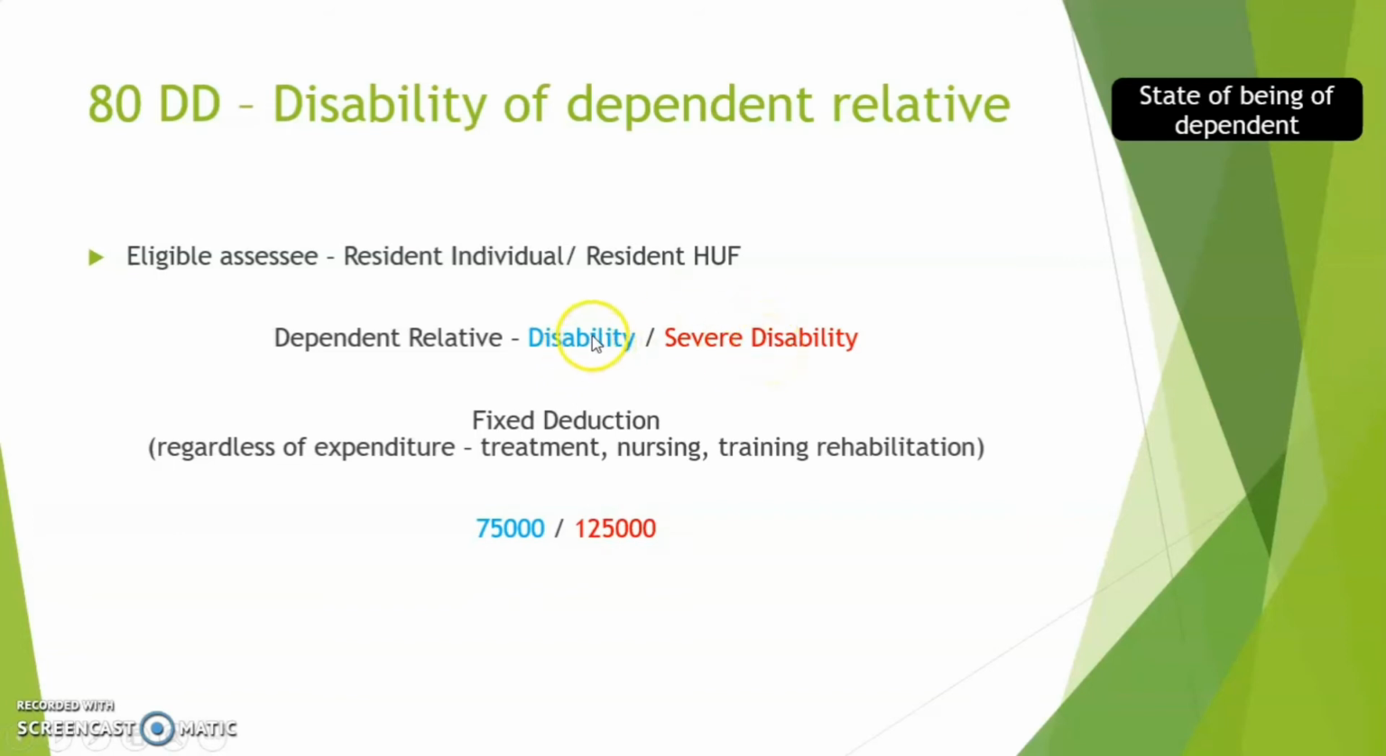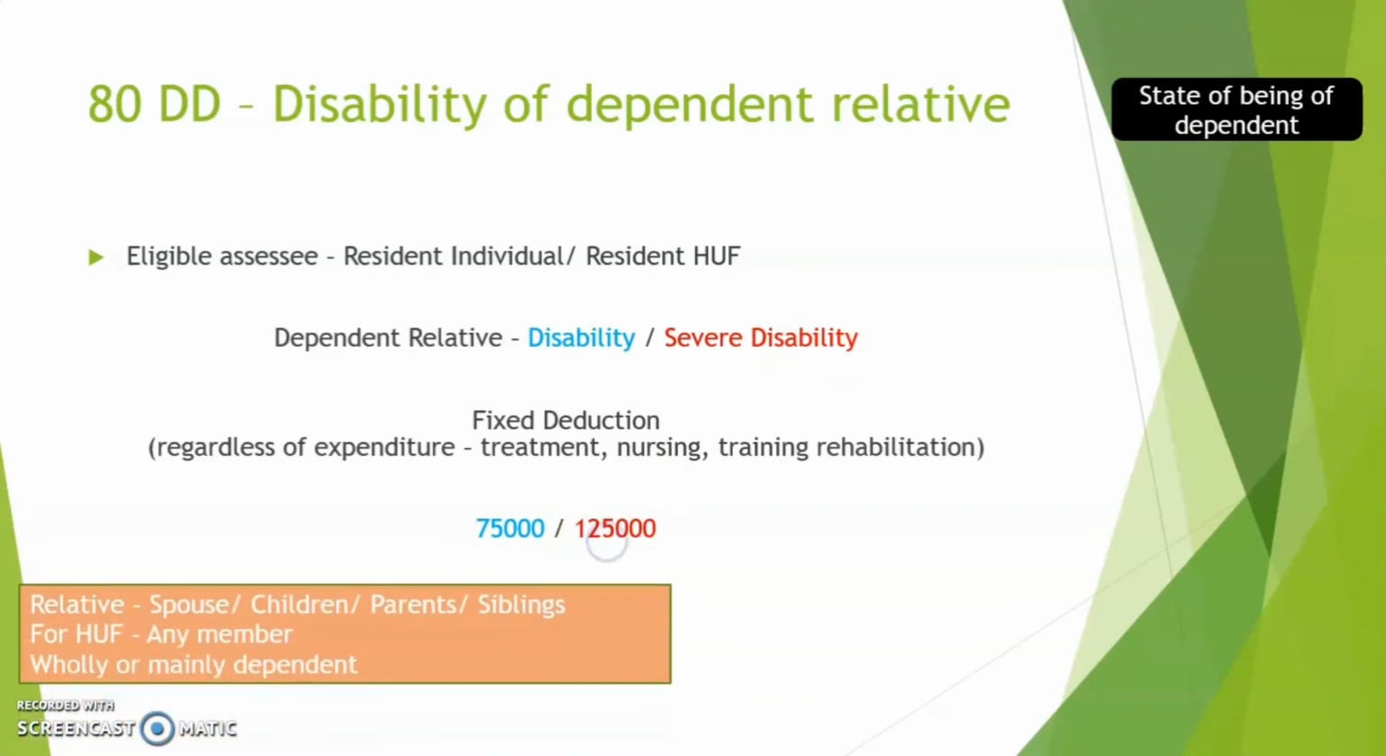Now, if the relative is just disabled, the assessee can take a deduction of 75,000. If the relative is severely disabled, he or she can take a deduction of 1,25,000. Now comes the question: who is a relative, who is a member, and what kind of dependency is required.